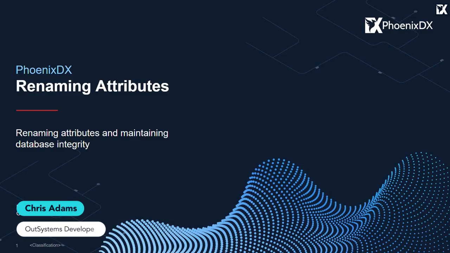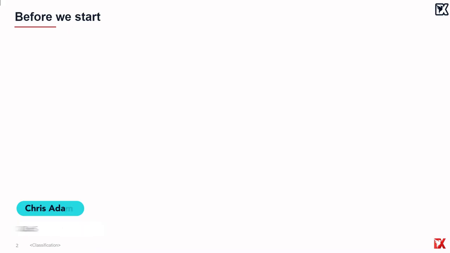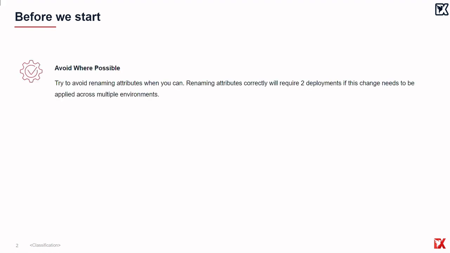Welcome. Today we'll walk through the process of renaming an attribute within an entity whilst also maintaining database integrity. Before we begin, I'd like to cover a few points. Firstly, I recommend avoiding renaming attributes whenever possible, especially if the changes need to be applied across multiple environments.